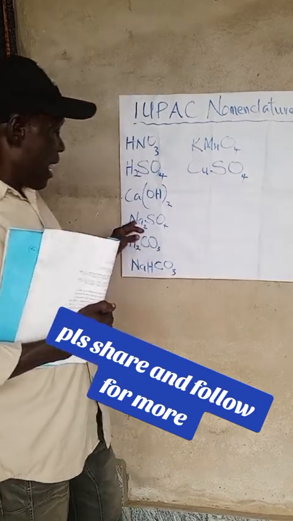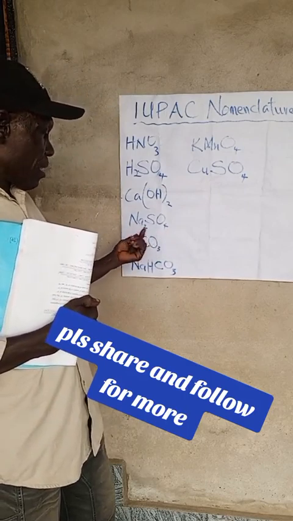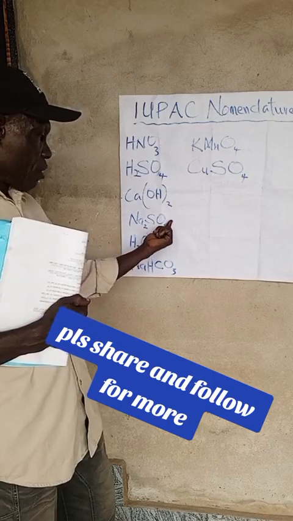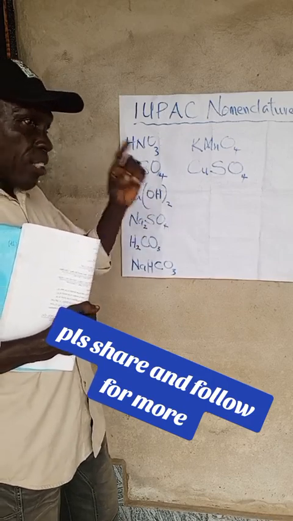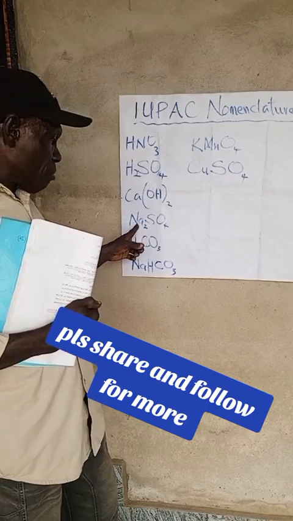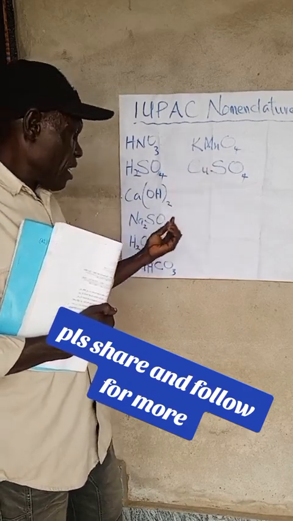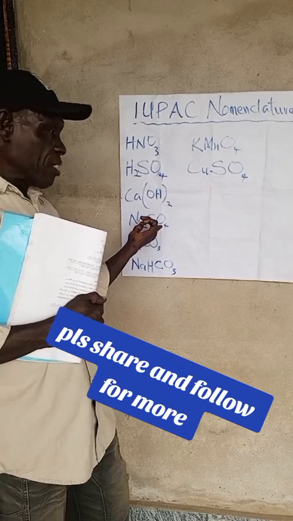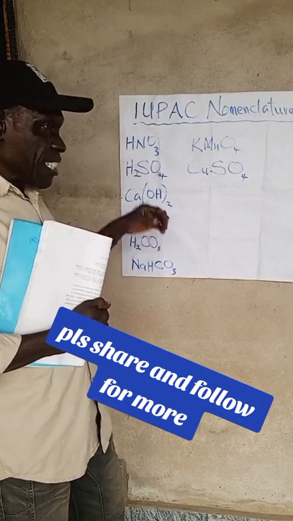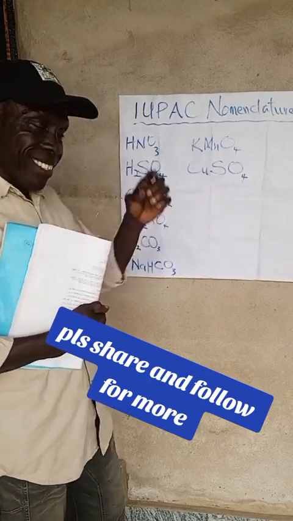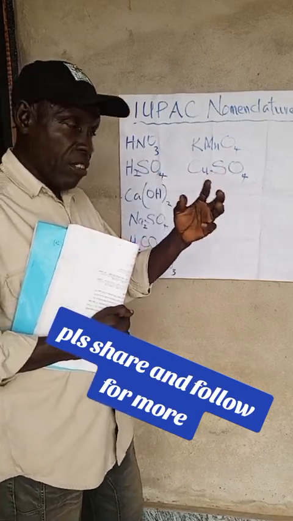Now when it comes to Na2SO4, this is called disodium tetraoxosulfate 6. Di means 2. So it tells us that there are 2 atoms of sodium in this chemical compound. Tetraoxosulfate, then the tetra means there are 4 atoms of oxygen in this compound. Then sulfate 6 tells us that the combining power of sulfur in this compound is 6. And we calculate to get those original numbers.